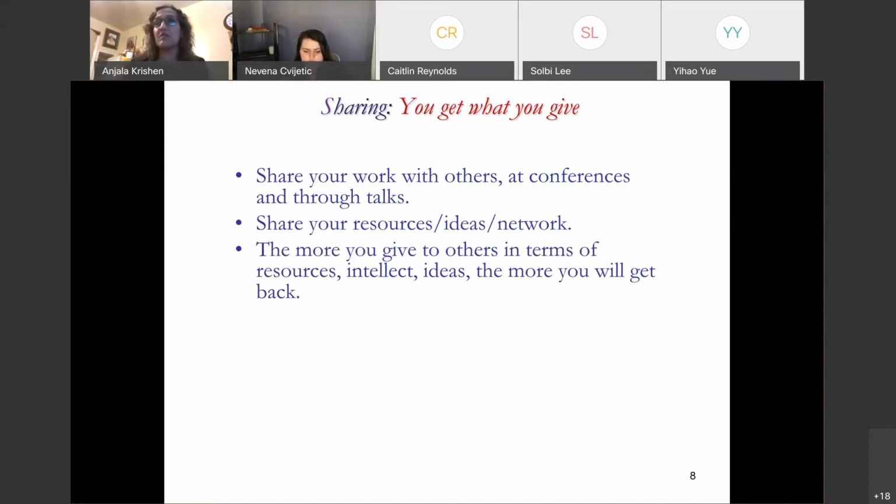But I'm of the belief that whenever possible, share your resources, share your knowledge, share any ideas you have, whether that's through conference talks, through mentor groups, or through joining things. That's how you do it. The more you give, the more you will get. So share your knowledge, share your ideas.